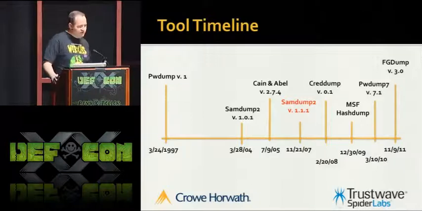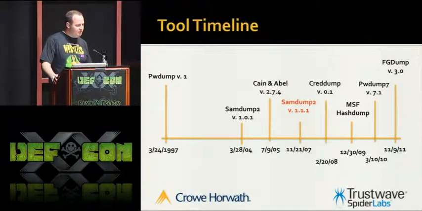So when we look at this from a timeline perspective, we saw the relationship. I want to quickly go through where we started. This actually reaches all the way back to 1997. PWDump version 1 was released then. Quite a few tools were introduced between that time frame, but then SamDump was released in 2004. We had Cain and Abel start doing this method in 2005. And then in 2007, there was something really cool that happened.